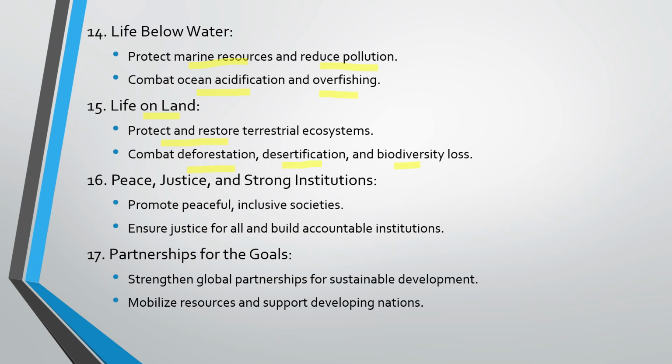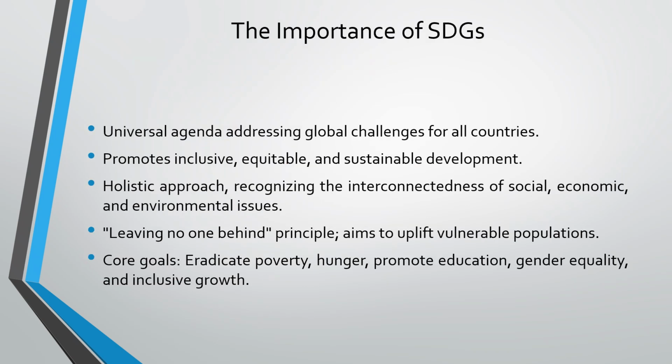SDG 16 focuses on peace, justice and strong institutions, that is to promote peaceful, inclusive societies to ensure justice for all and build accountable institutions. The 17th SDG focuses on partnership for goals, strengthen global partnership for sustainable development, mobilize resources and promote support to developing nations. Why do we need the SDGs in the first place?